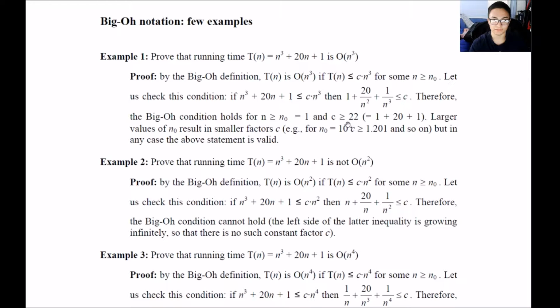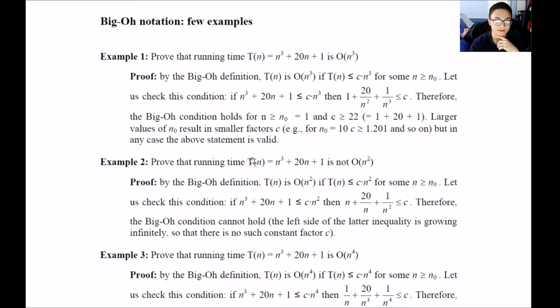So you're just plugging in 1 for n on this side of the equation to find C. So 1 plus 20 over 1, which is 20, plus 1 over 1, which is 1. So 1 plus 20 plus 1 is 22, and then you'd have 22 is less than or equal to C. And then you just flip around the equation, and you have C is greater than or equal to 22.